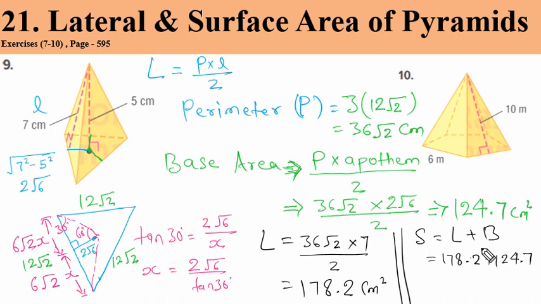124.7, and that is giving us approximately 302.9 centimeter square. So that is how you will find the lateral area and surface area.